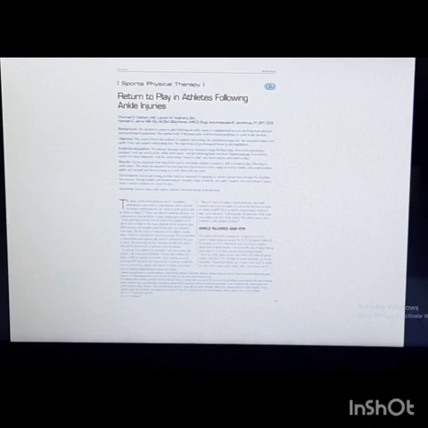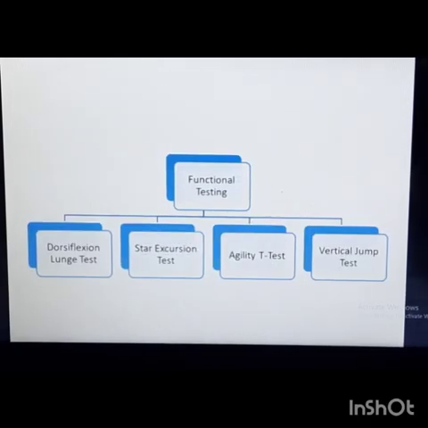Now return to play, there is a study done, return to play in athletes following ankle injury. What are the things they did in this? They have mentioned the functional tests required to make the player back on the pitch. Basically 4 tests are there: dorsiflexion lunge test, star excursion test, agility test, and vertical jump test.